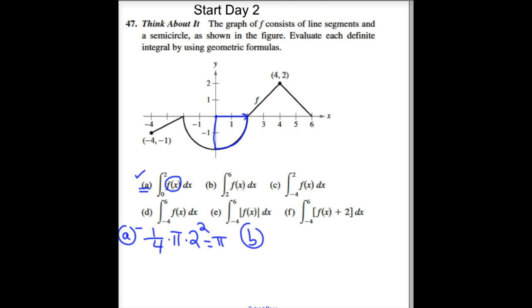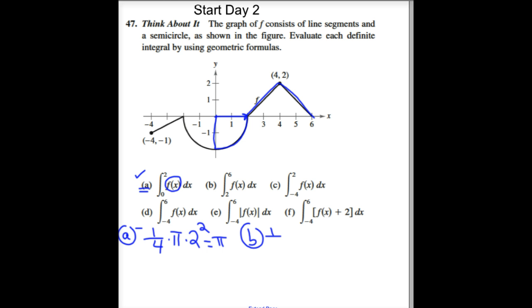From B, I'm supposed to go from 2 to 6. So I'm going to go back up here. From 2 to 6 of the area. Well, again, this is a triangle. Again, the only ones we know how to do right now are ones where it makes a triangle, a rectangle, a circle, or a trapezoid. Otherwise, all we know how to do is approximate. Until the next section, the best we can do is approximate unless this makes a geometric figure.